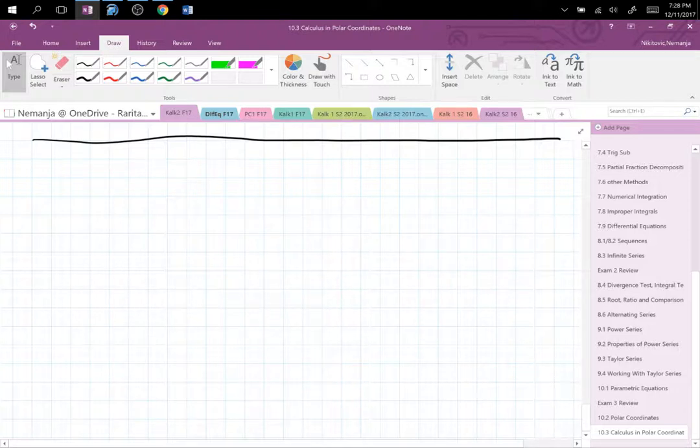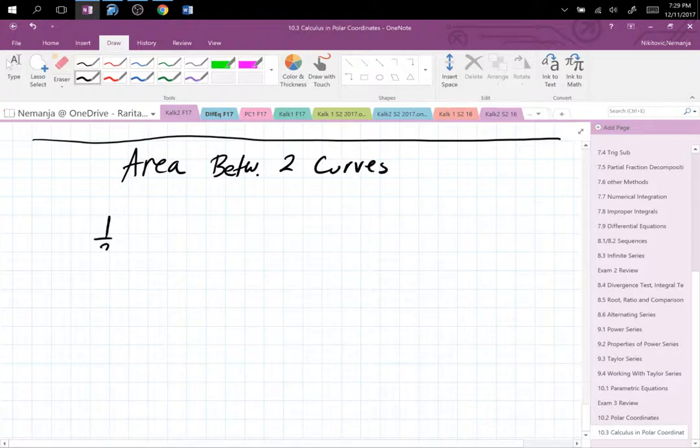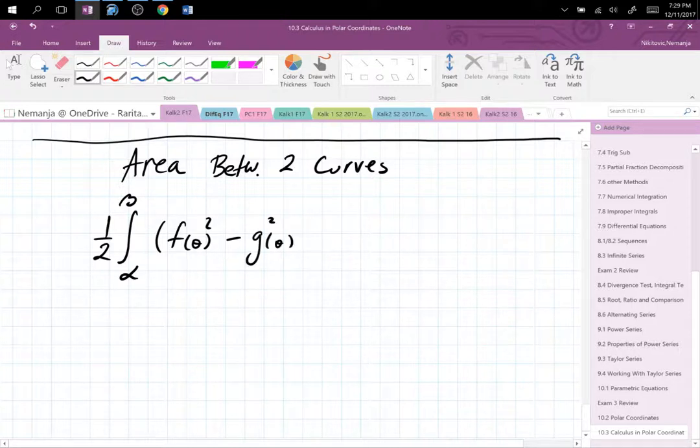All right. So now we're going to move to the area between two curves. And we have the same formula, alpha to beta. Oops, you can't see what I'm writing. In a second, there we go. Alpha to beta, and then we have f of theta squared minus g of theta squared d theta. So this is the area between two curves.